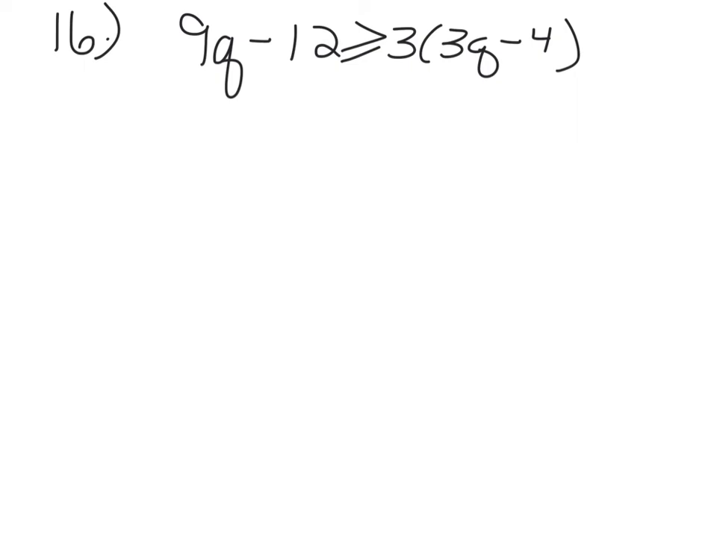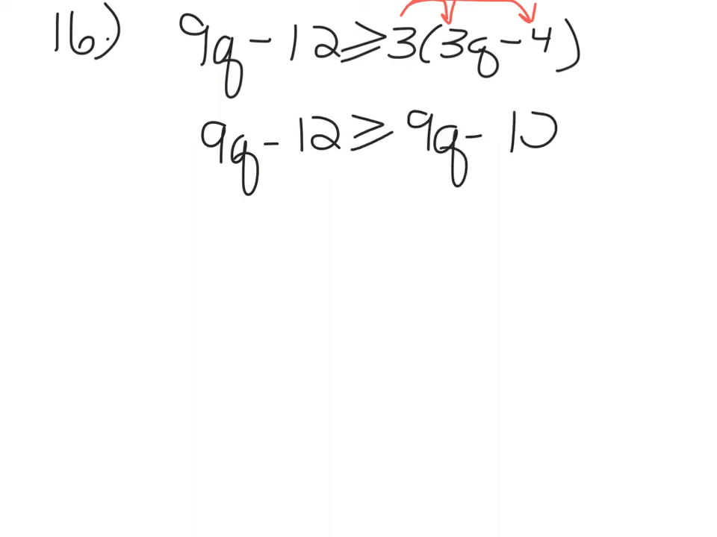Number 16 should also make you think of the type of problems we did on Friday. So the first thing I need to do is simplify. So I'm going to go ahead and distribute the 3. And I get 9q, I have to do the curl or else it looks like a 9, minus 12 is greater than or equal to 9q minus 12. So I basically have the same quantity on both sides. 9q and 9q are the same quantity, and I'm subtracting 12 on each side.